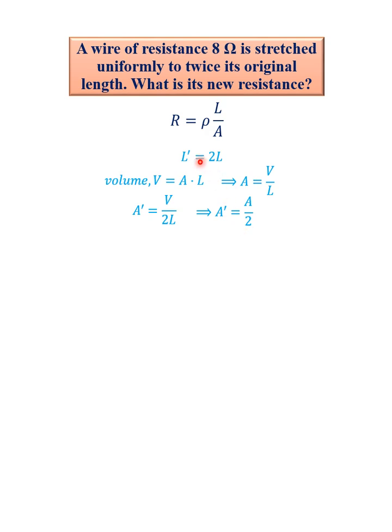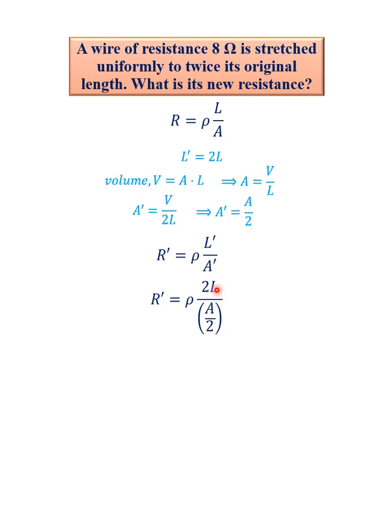Now we know the new length, we know the new area, we can now calculate the new resistance. So bringing this formula back, the new resistance R prime will be equal to resistivity times the new length divided by the new area. Remember, there is no new resistivity because the resistivity of a wire is constant. It is the property of a given wire. Now, let's plug in the necessary values. The new resistance R prime will be equal to rho, the resistivity, times the new length 2L divided by the new area, which is half of the original area.